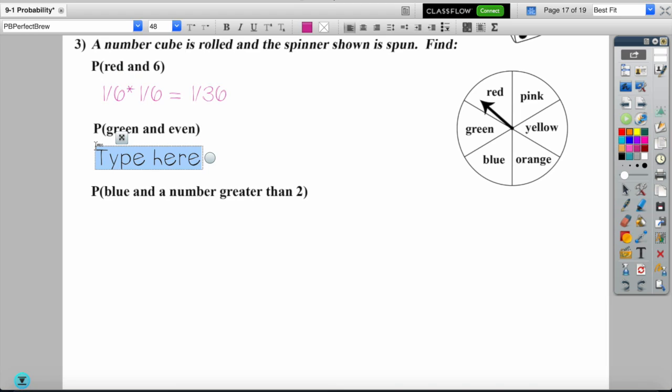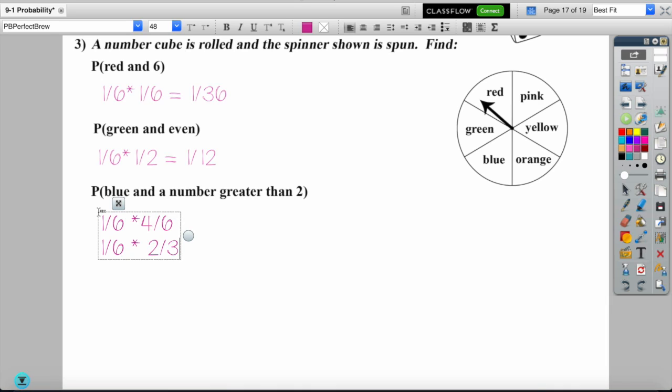Probability of spinning a green, that's still 1/6, times the probability of getting an even number, just like before, that is 1/2. So when you multiply them together, we get 1/12. And lastly, the probability of spinning a blue would still be 1/6. And the probability of getting a number greater than 2, well, that's the numbers 3, 4, 5, and 6. So that would be 4/6. 4/6 does reduce down to 2/3. And so when we multiply those two probabilities together, we get 2 over 18, which does reduce to 1/9. So those are our answers there.